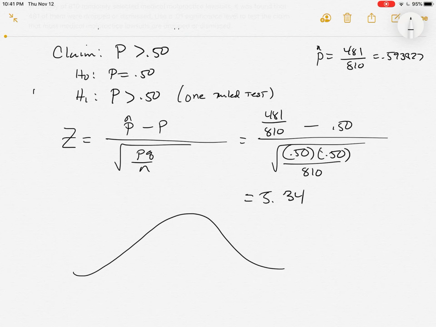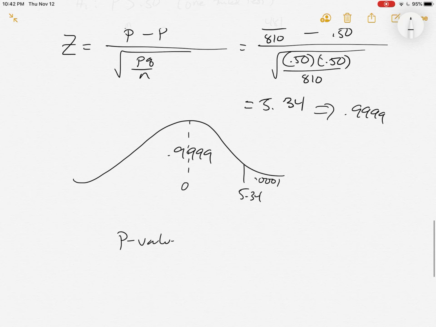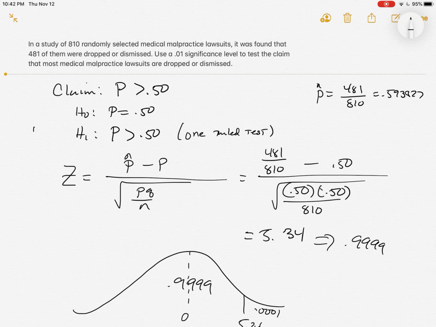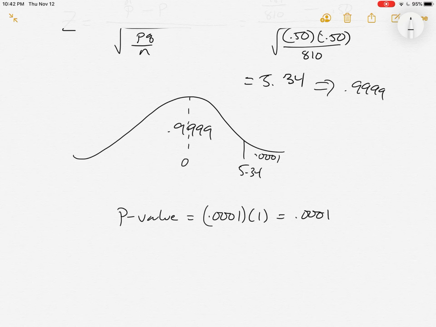So we know the p-value method now. We have a z-score of 0 in the middle, and we're plotting 5.34. We look up 5.34, and we get 0.9999. We don't even have to look because we know it's in the 3.5 or higher category, which means this is 0.0001. So the p-value is equal to 0.0001 times 1 because it's a one-tailed test. Now again, how did I know it was one-tailed? Because anytime it's a greater than or a less than in the alternative hypothesis, it is a one-directional thing. It is a one-tailed test.